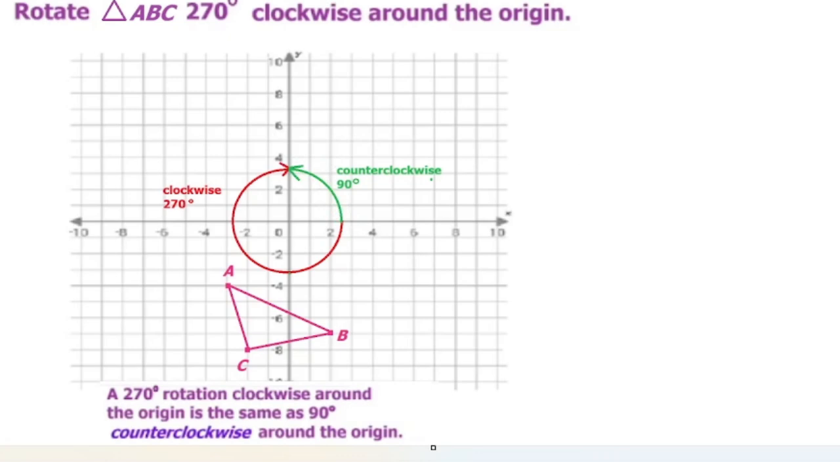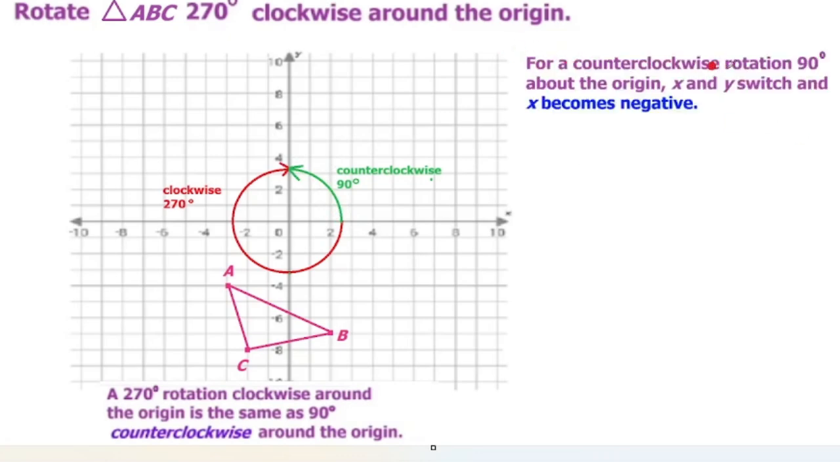Okay? So for the counterclockwise rotation, 90 degrees about the origin, X and Y switch and X becomes negative. So that's what you have to remember. That's the first trick to remember. So let's look at how that looks. So X and Y we start with, X and Y switch, and then the X becomes negative. So that's what this is telling you. Okay, that's the trick to remember.